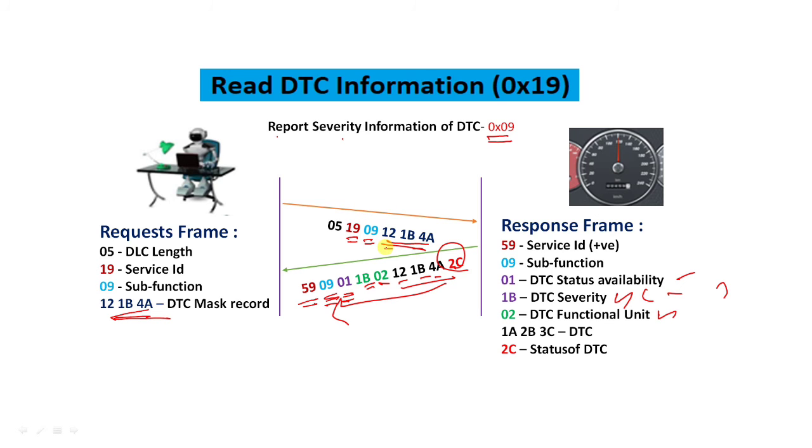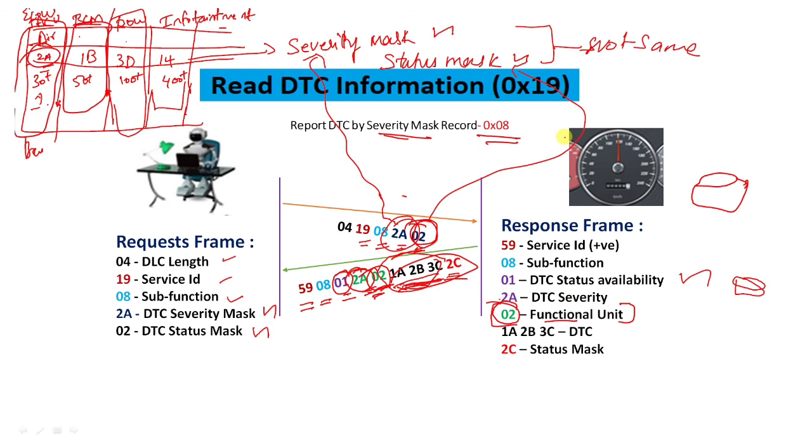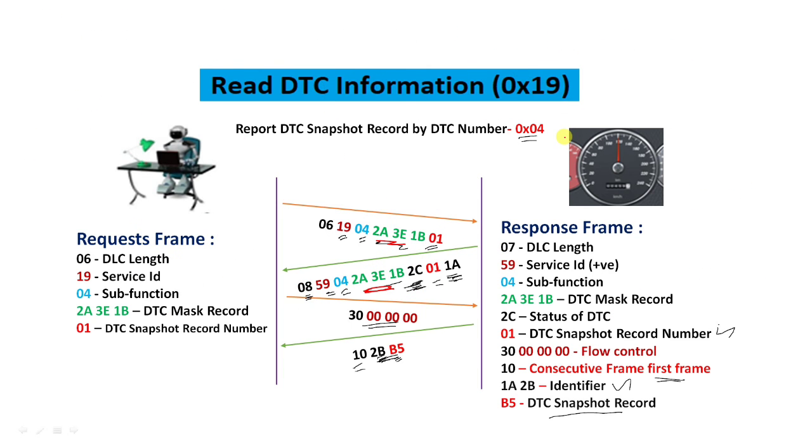All right, I hope it's a bit understandable. If you have the DTC in your hand, you can request the DTC. So whether it is active or not active, it's not a matter. You can come to know about the severity information of the DTC. That is the purpose of this 09. All right, 08 we covered. Yeah, now 04, it's very important, and I like this subfunction much.